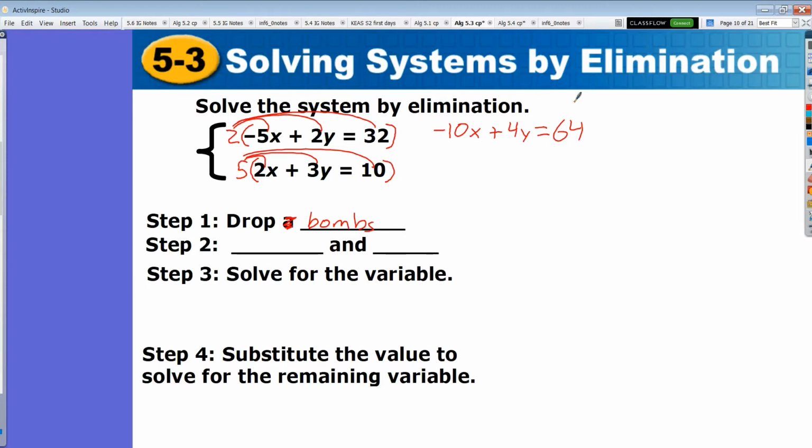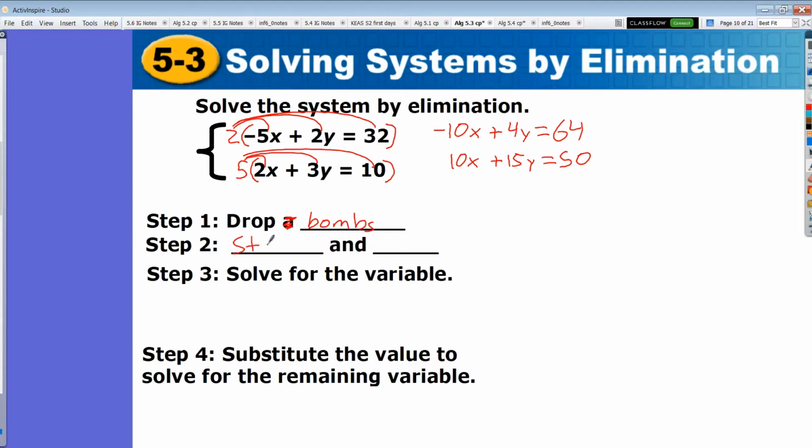Now for my bottom equation, I'm going to multiply 5 by everything inside of here. All right, so that's going to give me 10x plus 15y equals, and then 5 times 10 is going to come out to 50. All right, now look what happened. Now I am ready to stack and add because I have a -10x and a +10x.